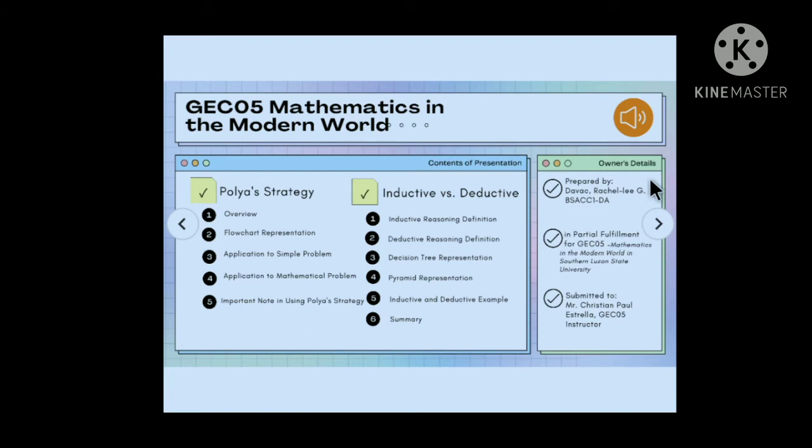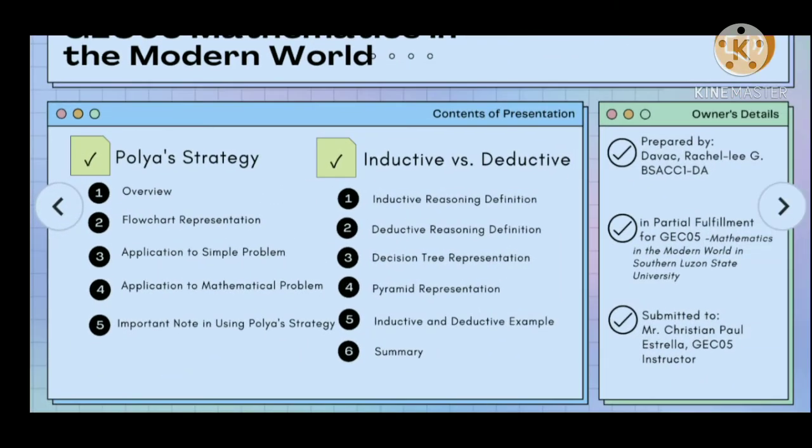This presentation is in compliance with the subject of Mathematics in the Modern World. The two topics that I'm going to discuss are Polya's strategy, then inductive versus deductive reasoning. On Polya's strategy, I have 5 slides composed of an overview, a flowchart representation, an application to a simple problem, an application to a mathematical problem, and an important note in using Polya's strategy.